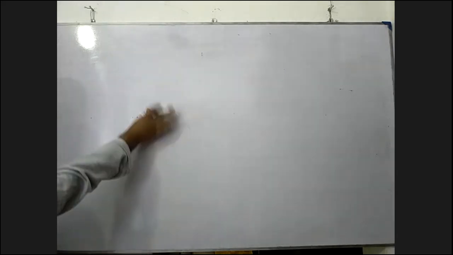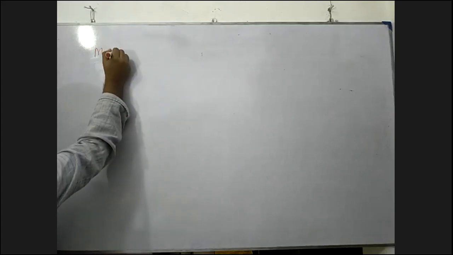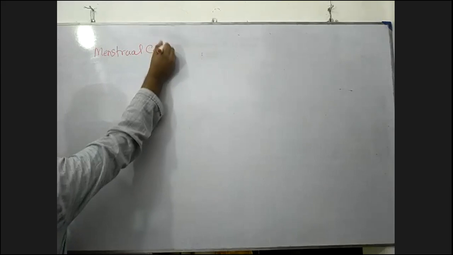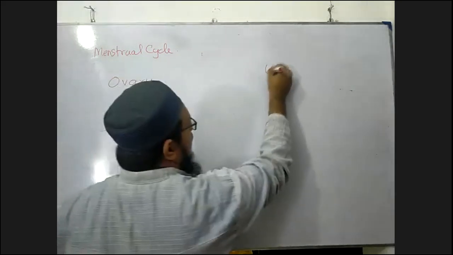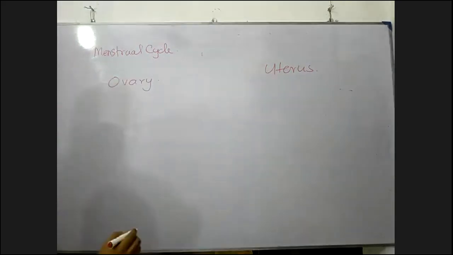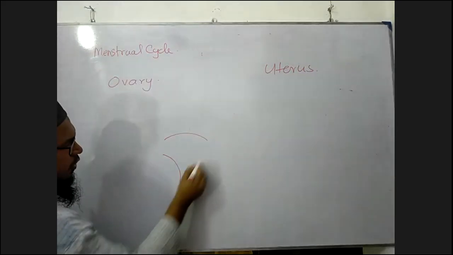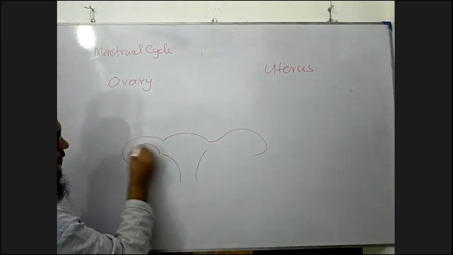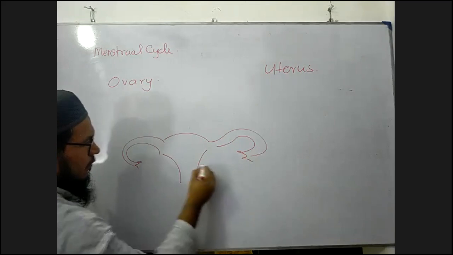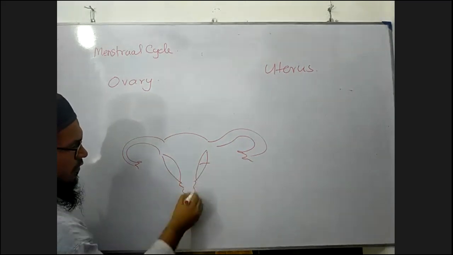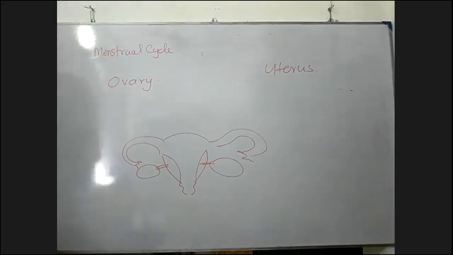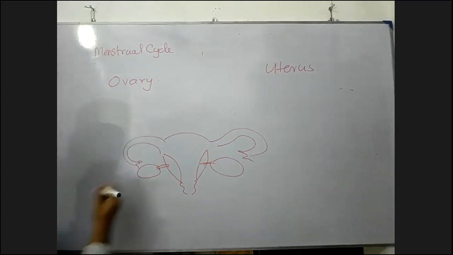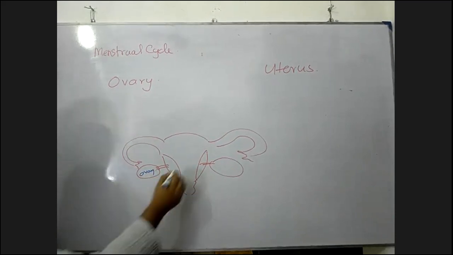Anyways, no problem. We know that the menstrual cycle happens in two parts. One is in the ovary, the other one is in the uterus. You all know the ovary and the uterus, no? If you look at the female reproductive organ, this part is the ovary. This part is the ovary. This part is the uterus.